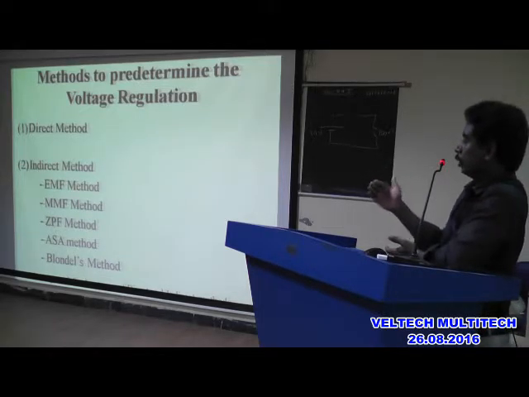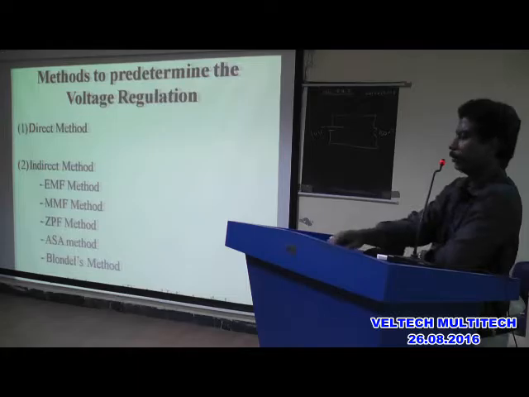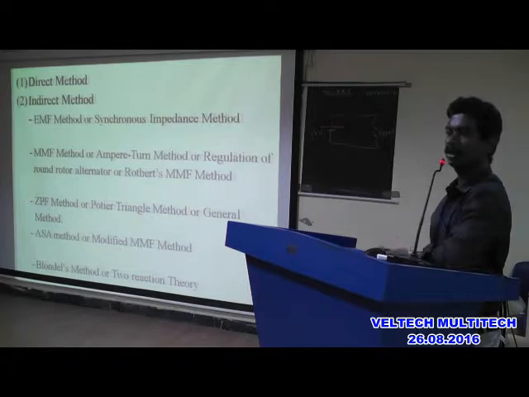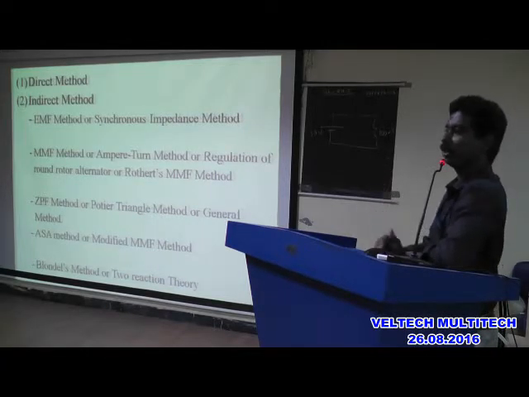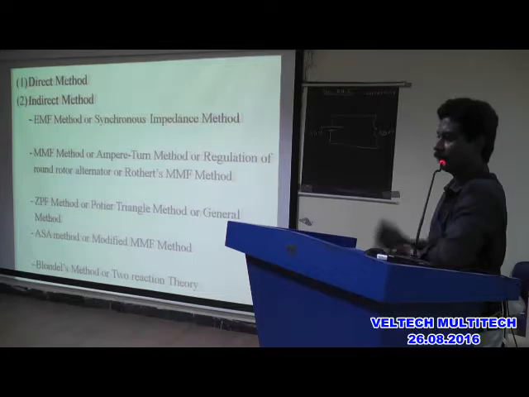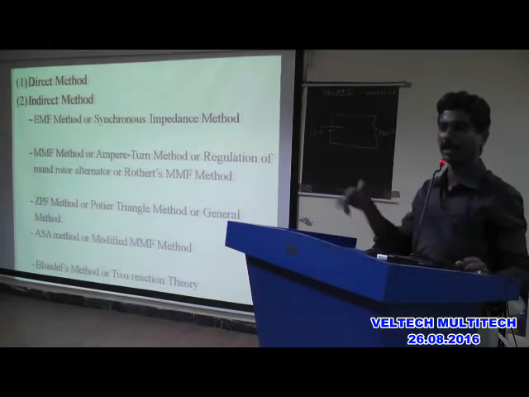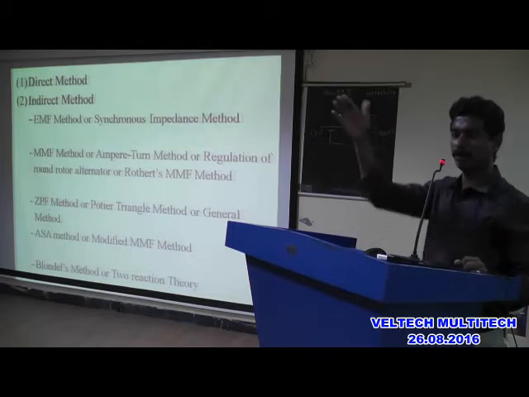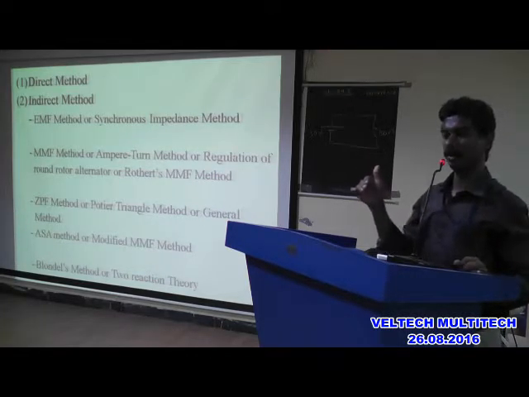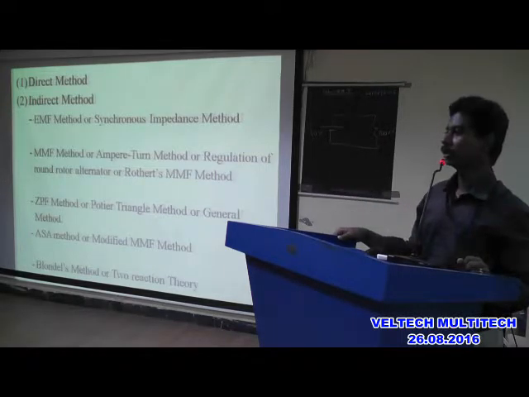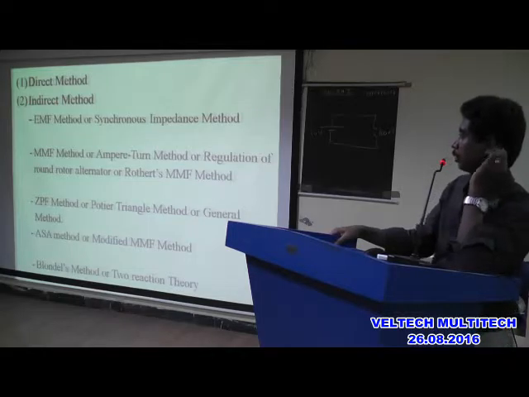So EMF, MMF, ZPF, ASA is the indirect method. The EMF method is also called the synchronous impedance method. Why is it called the synchronous impedance method? In EMF method, first we are calculating the ZS. While solving a problem in EMF method, the first step we calculate the ZS, that is equal to V phase divided by ISC, short circuit current for the same field current. So that means you are calculating ZS. That is why this is called synchronous impedance method.